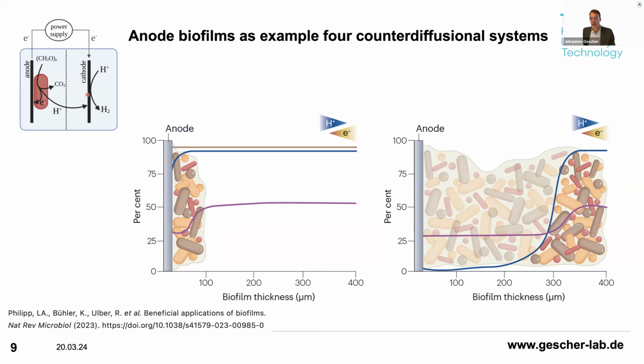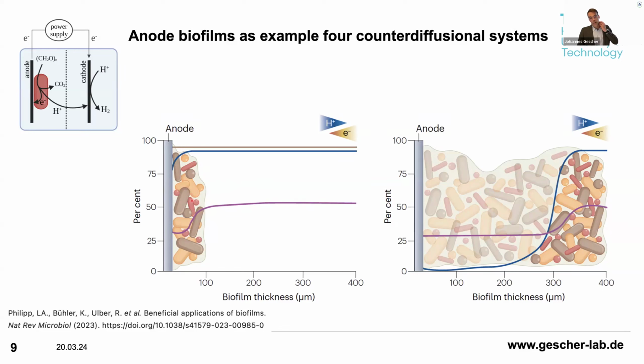So anode biofilms are clear examples of counter-diffusional systems. So on the one side, we have the substrate coming into the biofilm, and this substrate is depleted over the thickness of the biofilm. And then on the other side, we have the kinetics of electron transfer from the anode to the organisms. And the further away the organisms are, the less efficient is the electron transfer from the organisms to the anode.